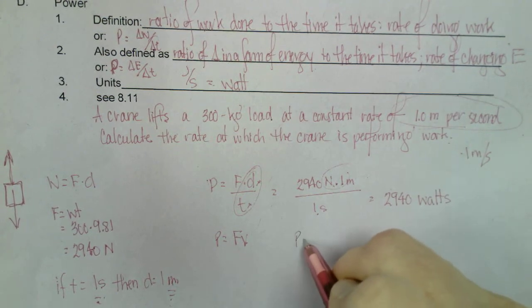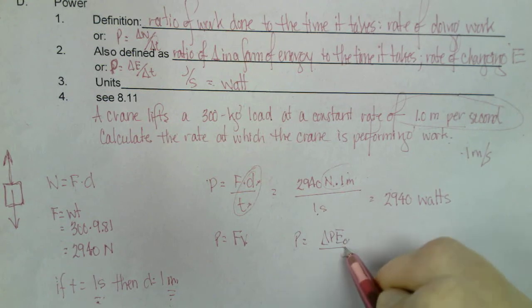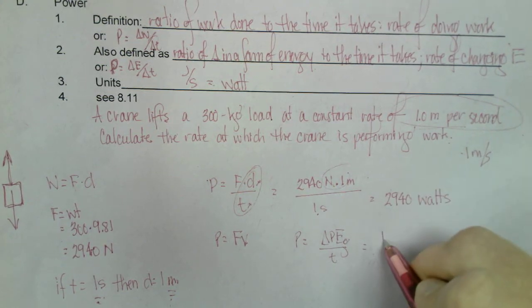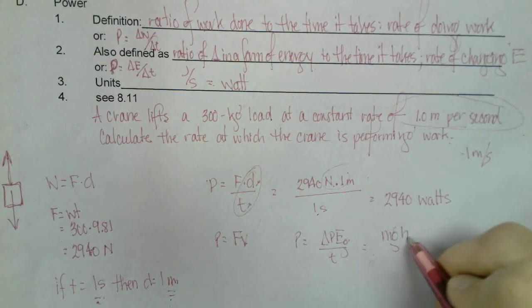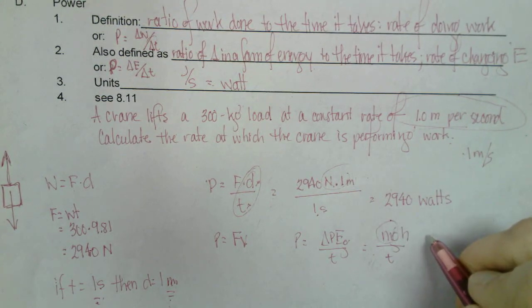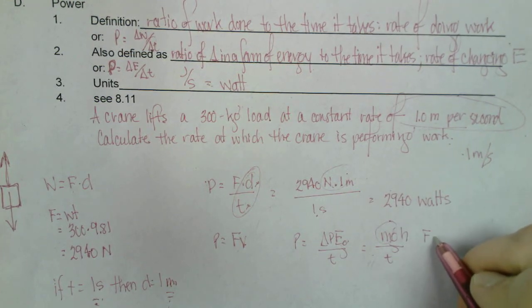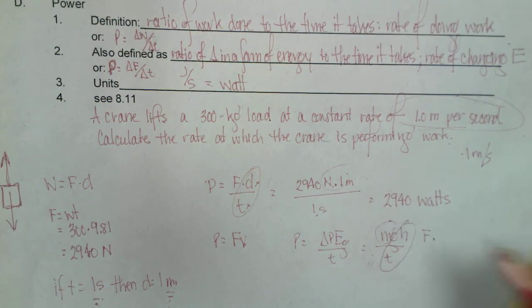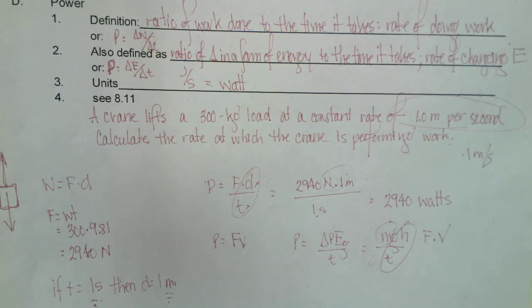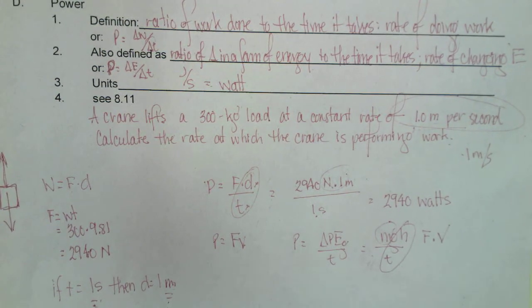If I have P is equal to delta PEG over T, then I really have mgh over T. mg is weight, and weight is force. So I would have force or weight times distance over time, velocity. So sometimes you will be given something that looks like velocity, and it actually does work with this.